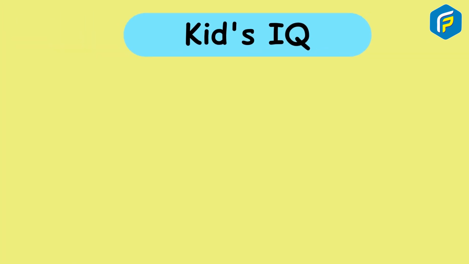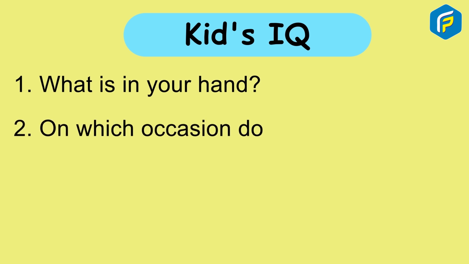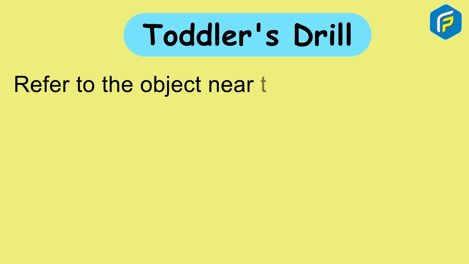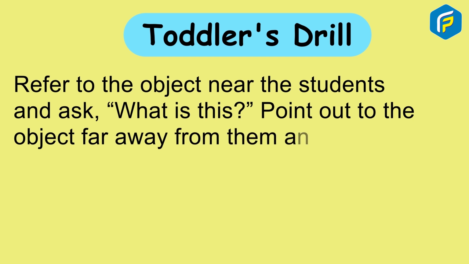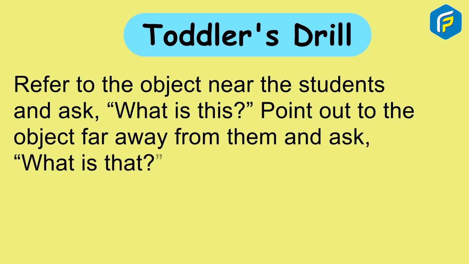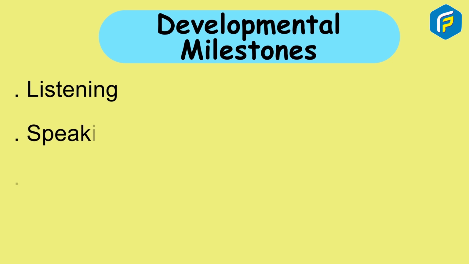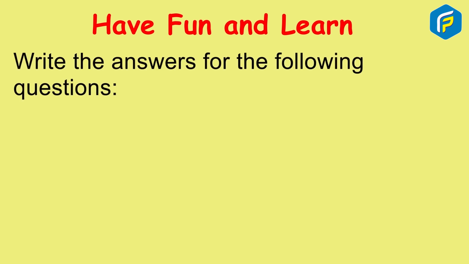Kids IQ. What is in your hand? On which occasion do we fly a kite? Toddler's drill. Refer to the object near the students and ask, what is this? Point out the object far away from them and ask, what is that? Developmental milestones: listening, speaking, thinking. Have fun and learn. Write the answers for the following questions.